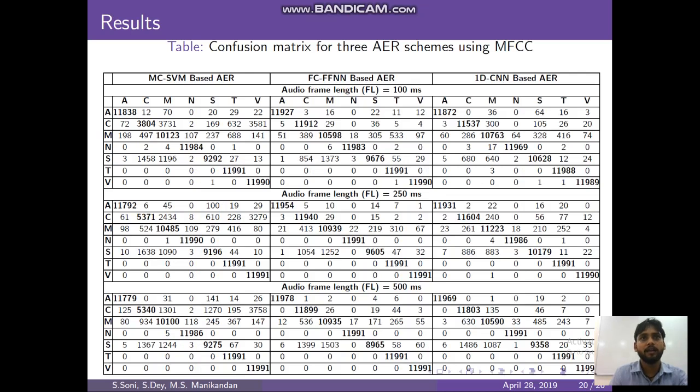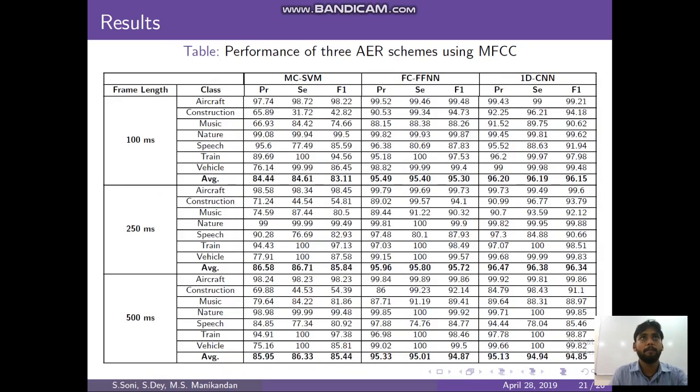All classifier models have been trained with the MFCC feature of about 1 million audio frames using 5-fold cross validation. Each model is tested with 11991 frames of each class. The confusion matrix for the 3 AER schemes is shown in the following table. The performance of the audio event recognition schemes is evaluated using benchmark metrics such as precision, sensitivity, which is also known as recall, and F1 score.